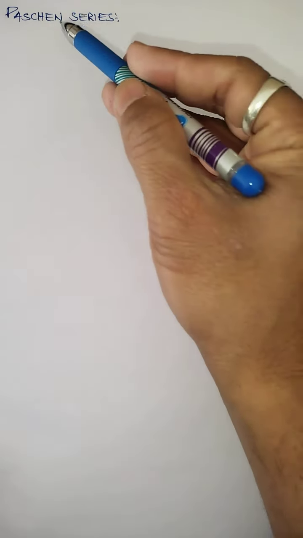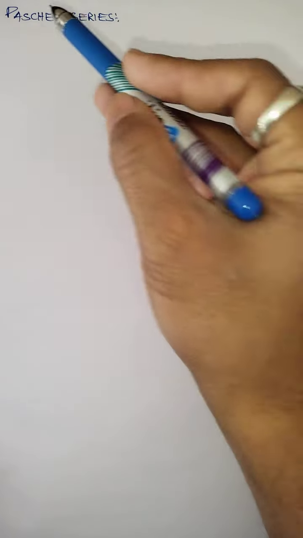Okay, everyone. Now we continue with the series of hydrogen spectrum. In the last video, we did the two series, Lyman series and Balmer series. Now we'll be doing the third series of hydrogen spectrum, which was observed by Paschen, and the name of the series is called Paschen series. This is the third series of hydrogen spectrum.